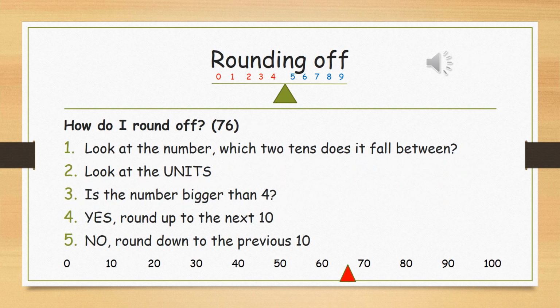How do I round off? You look at the number. Which two tens does it fall between? Look at the units. Is that number bigger than 4? Yes, round it up to the next 10, or no, round it down to the previous 10.